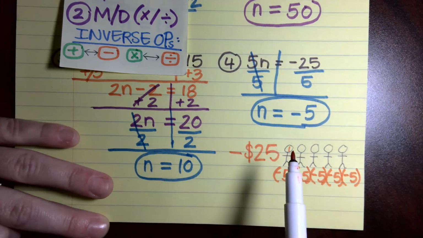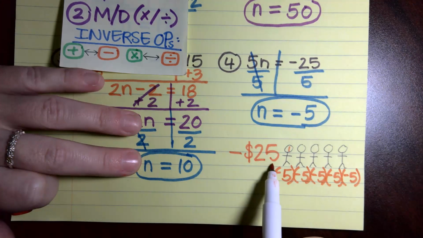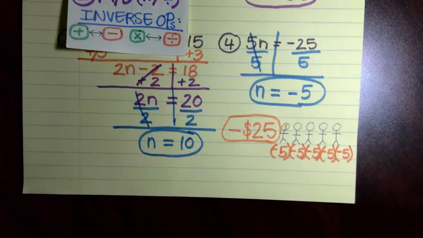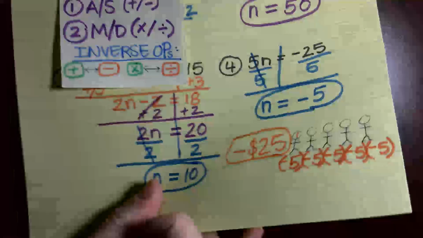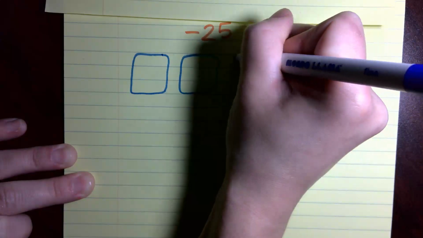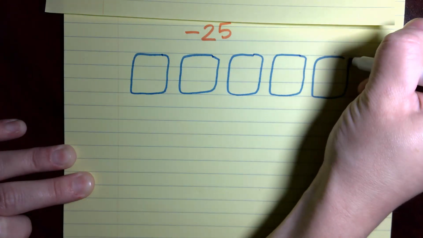All we're doing when we are dividing is we are splitting this number up into equal sections. So let me show you in a different way. This is just a little multiplication and division review for everybody. If I have -25 and I want to split it into 5 groups, here's 1 group, 2, 3, 4, 5.